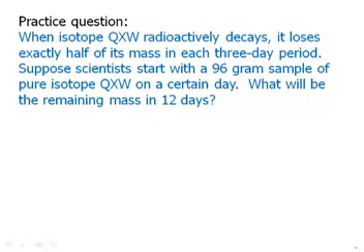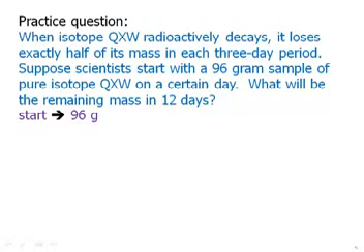Okay, when isotope QXW radioactively decays, it loses exactly half its mass in each 3-day period. So that's our step interval, 3 days. Suppose scientists start with a 96-gram sample of a pure isotope of this on a certain day. What will be the remaining mass in 12 days? So step by step we'll move.